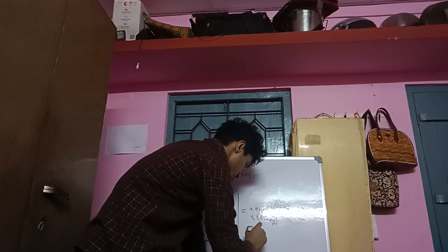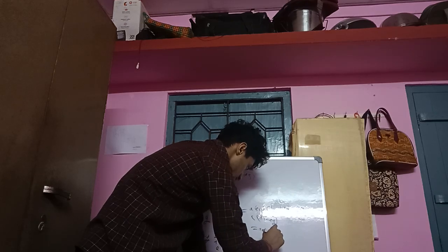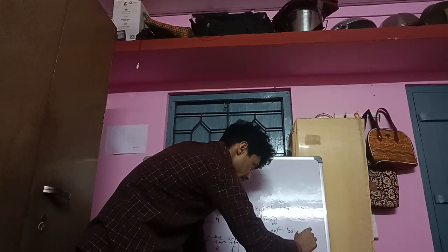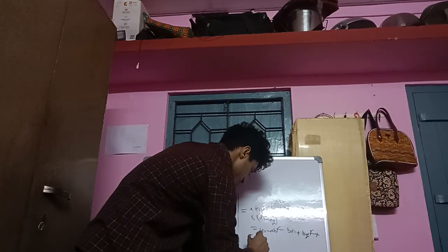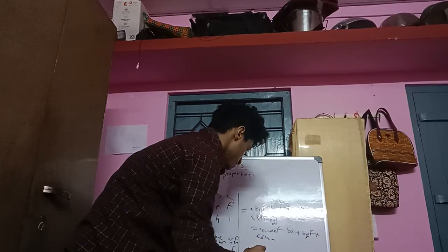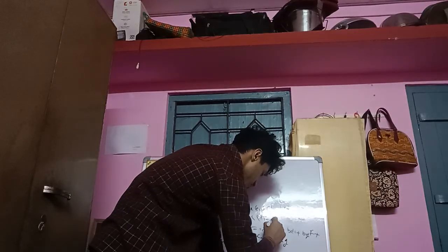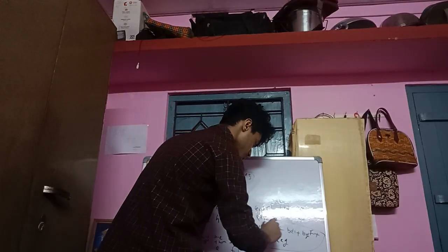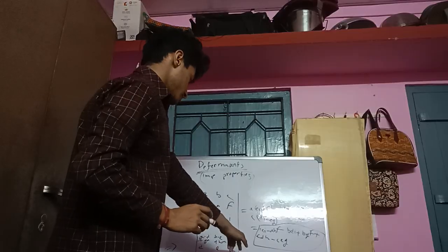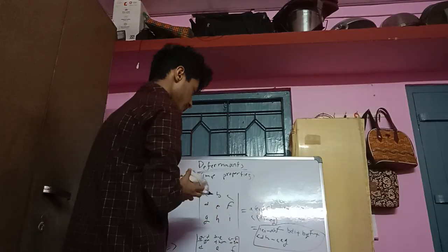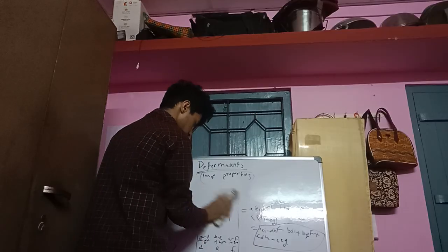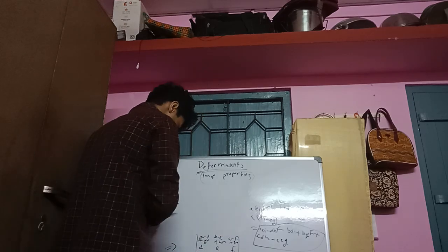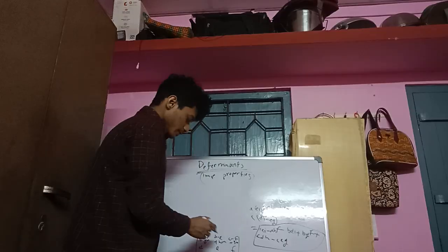This one would be AEI minus AHF minus BDI plus BGF plus CDH minus CEG. Okay, this is the value. Now let's find out what this one would be. I'll have to actually remove everything and use the space left. Let me evaluate this one.